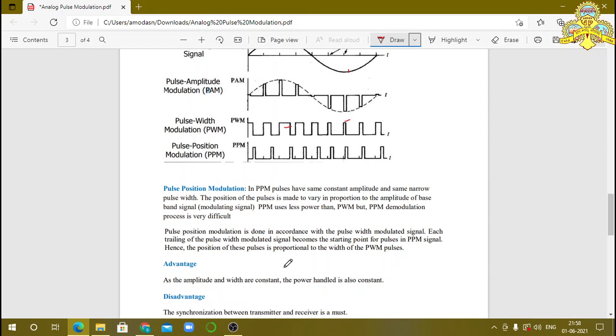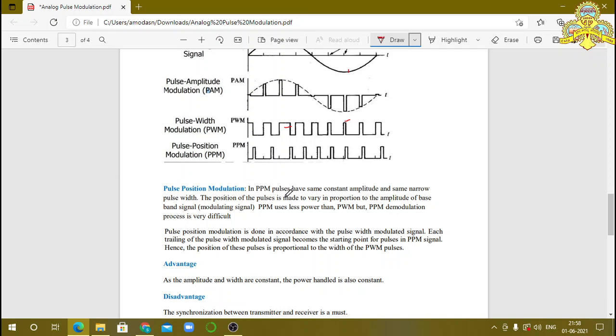Next, the third one is pulse position modulation. Here the position of the pulse changes. Amplitude is constant as well as the width of the pulse is constant, but the position of the pulse varies, depending upon the amplitude of the modulating signal. The position of the pulse varies, and that modulation technique is called pulse position modulation.